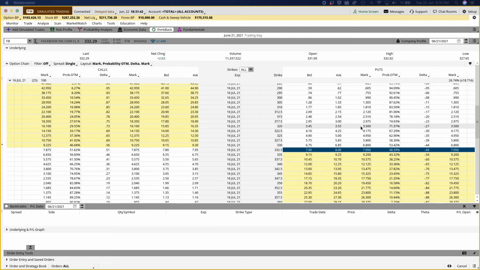So here we've got the 350. So that means we're going to receive 350 per share. So we need to multiply that by the multiplier, which is 100, and that gives us the amount of $350.